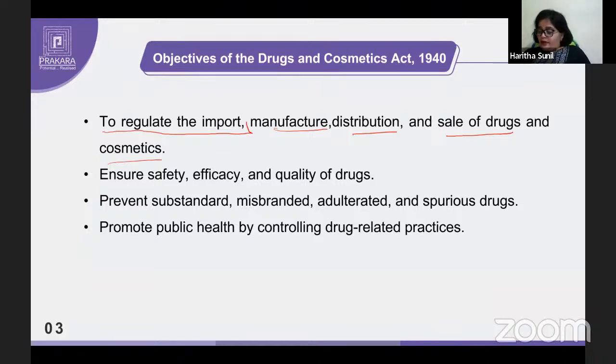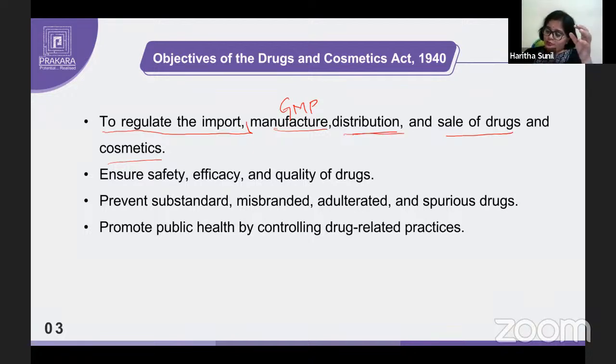Coming to manufacturing, the Act sets very stringent conditions for manufacturing facilities to ensure compliance with good manufacturing practices. You must have studied good manufacturing practices in industrial pharmacy and other subjects. In this area, it takes care of how manufacturing facilities comply with good manufacturing practices, and licensing authorities regularly inspect facilities like manufacturing units to ensure that they meet the prescribed standards.